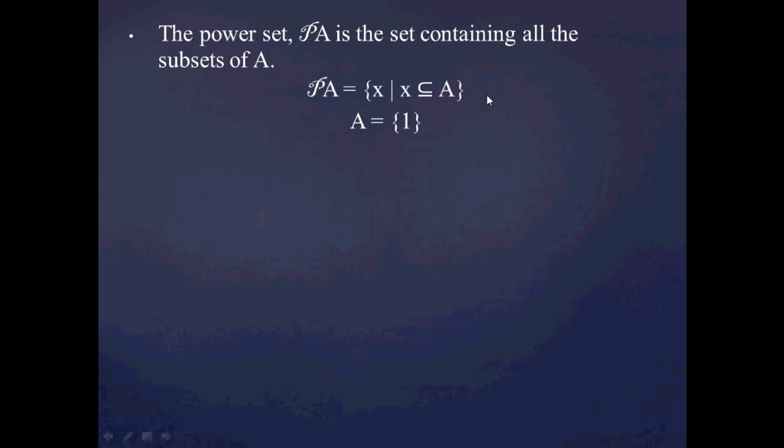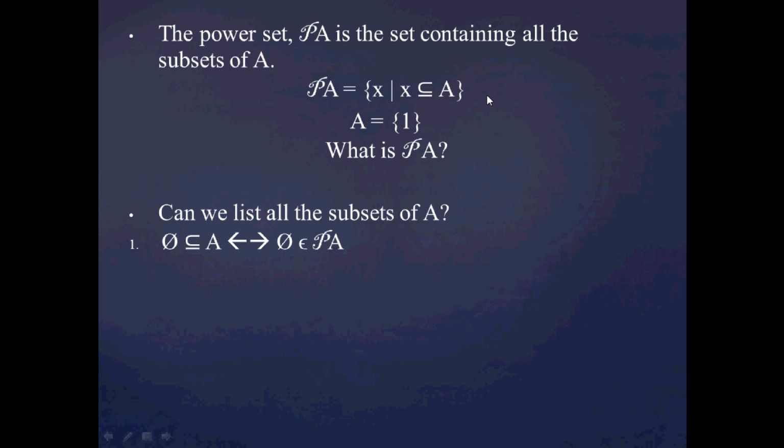Let's take an example of this. Let's say I had this set just containing 1. We'll call that set A. What's the power set of that A? The way to calculate the power set is to list out all of the subsets of A. We said in the previous slide that the empty set is a subset of any arbitrary set. So the empty set is a subset of A, which means it meets the entry condition into the power set. So the empty set is a member of the power set of A. That's one element in the power set of A.